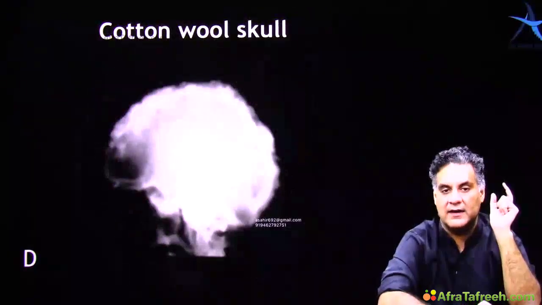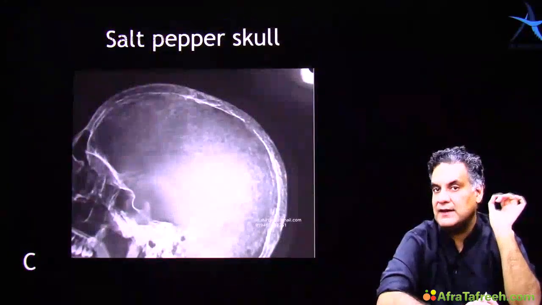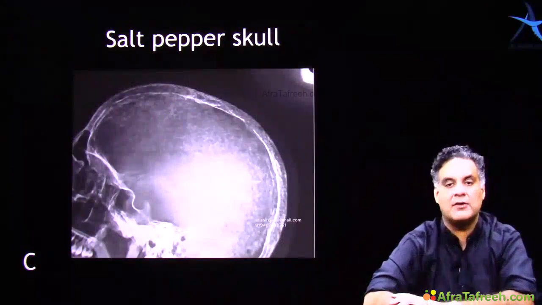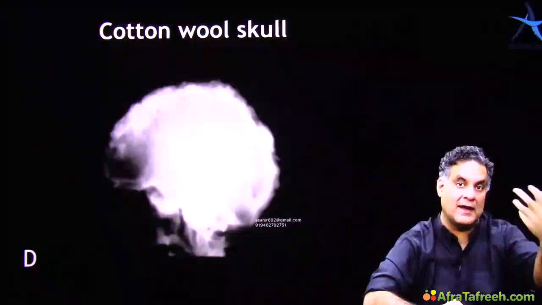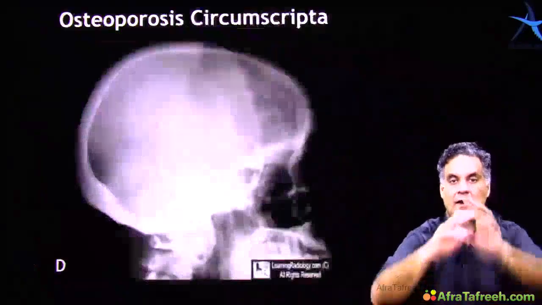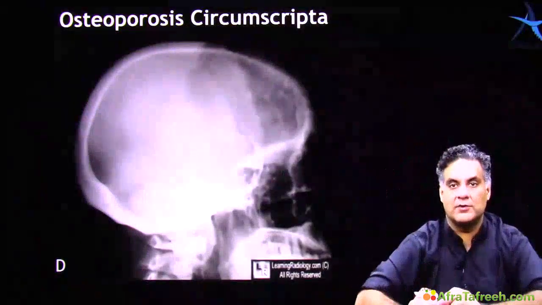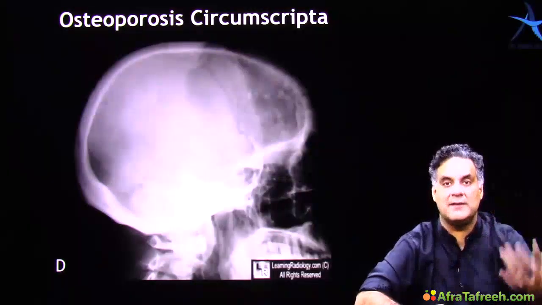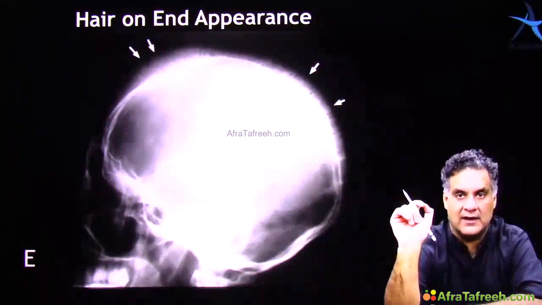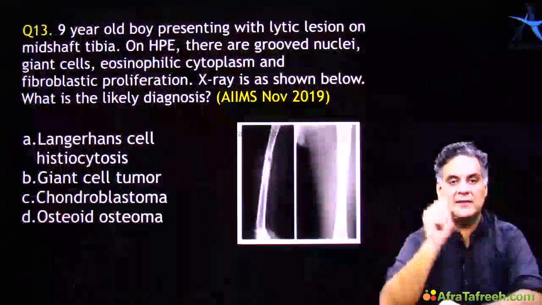Salt and pepper skull is a feature of hyperparathyroidism. It's not a classical lytic lesion, but it has been grouped here because, unlike the classical osteoblastic lesion like cotton wool skull, which is seen in Paget's, or a large area of osteoporosis called osteoporosis circumscripta, again seen in Paget's, or hair-on-end appearance on the skull, seen in hemolytic anemias like thalassemias.